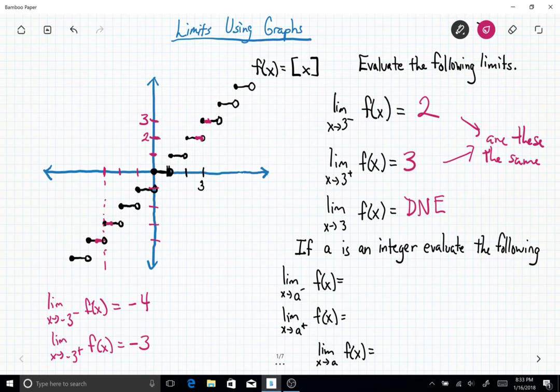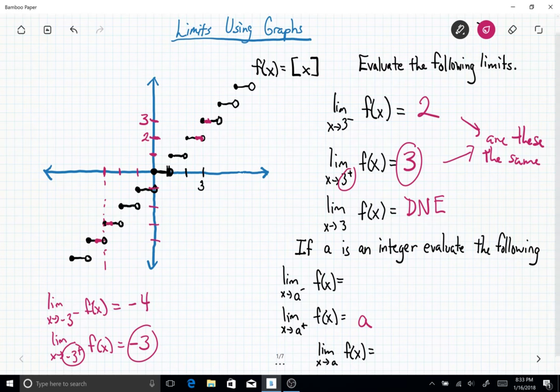But what's happening in general? Well, the easier part should be when we approach from the right-hand side. So if a is an integer, evaluate the following. So we have a being some integer. From the right-hand side, notice we had 3 from the right and our answer was 3. We had negative 3 from the right and our answer was negative 3. So if we have a from the right, we're going to just have a being our answer in general.